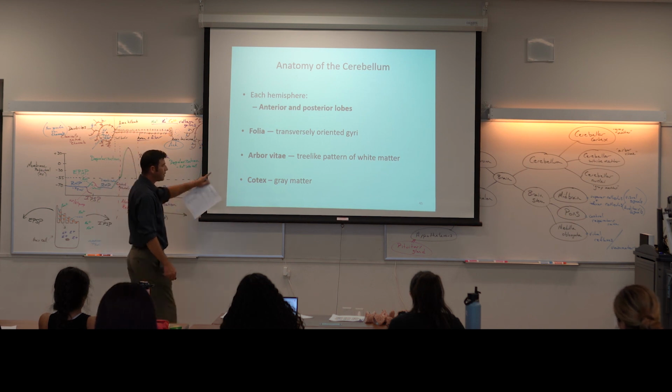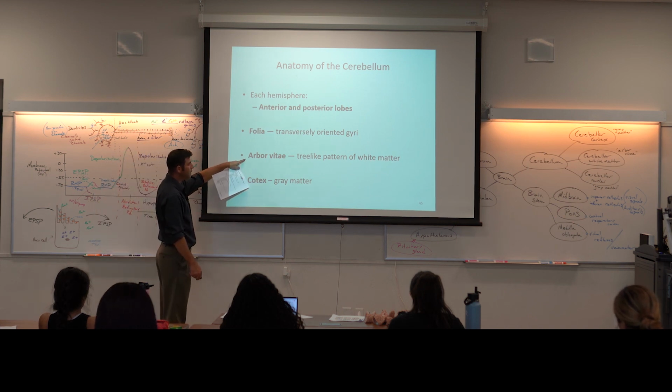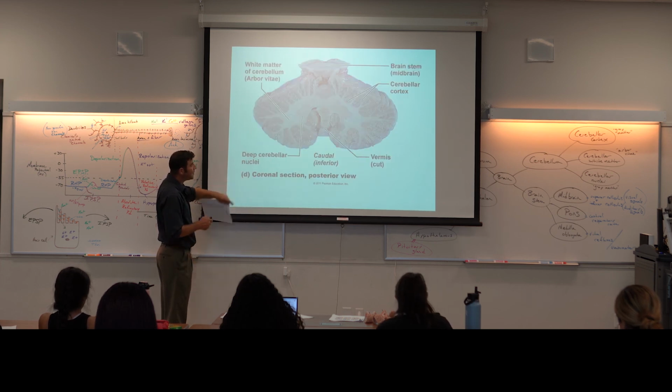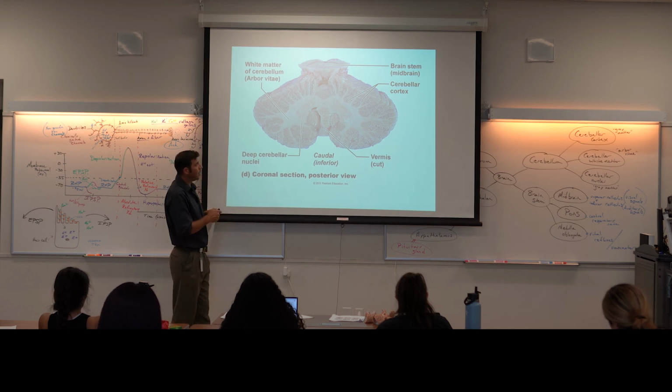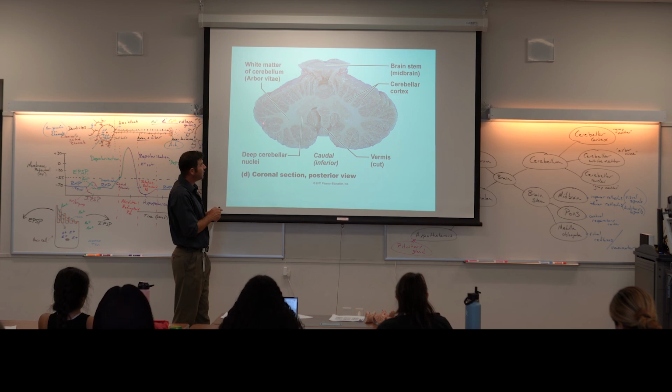We said the white matter in the cerebellum is arbor vitae. The cortex, that is the outer gray area. And if we can get to the center, this is an actual cerebellum. We can see that cerebellar cortex in gray. We can see that cerebellar white matter as these branching arbor vitae structures.